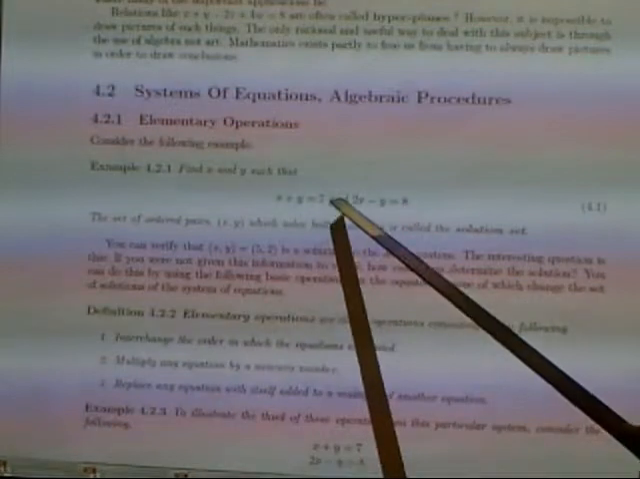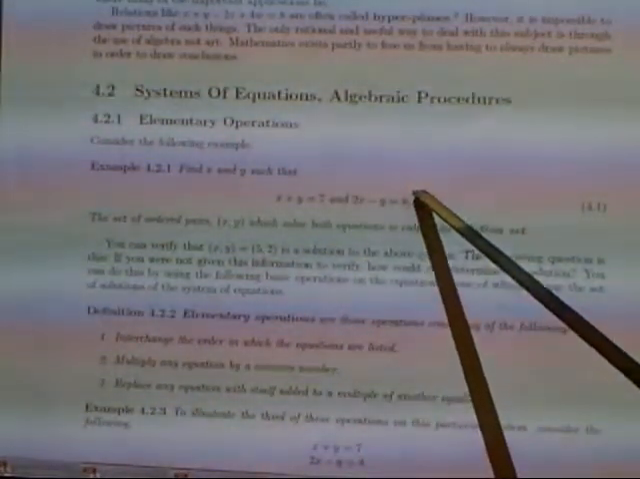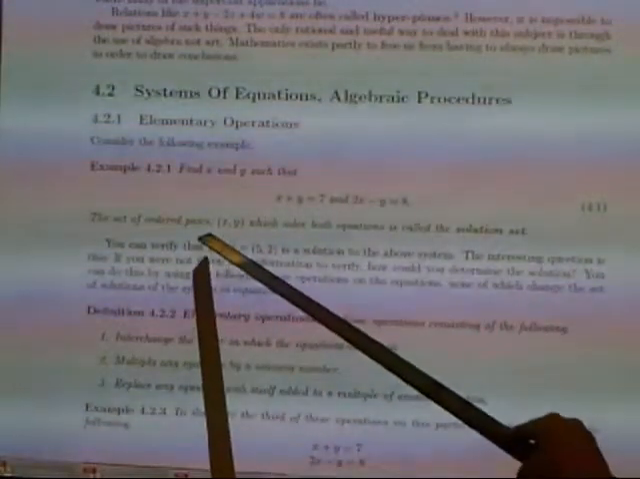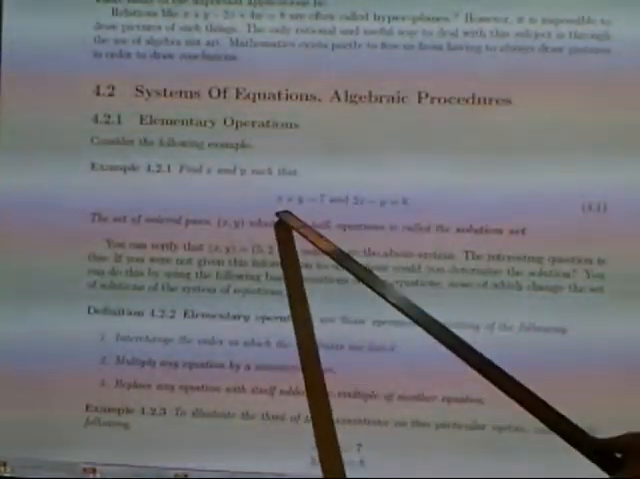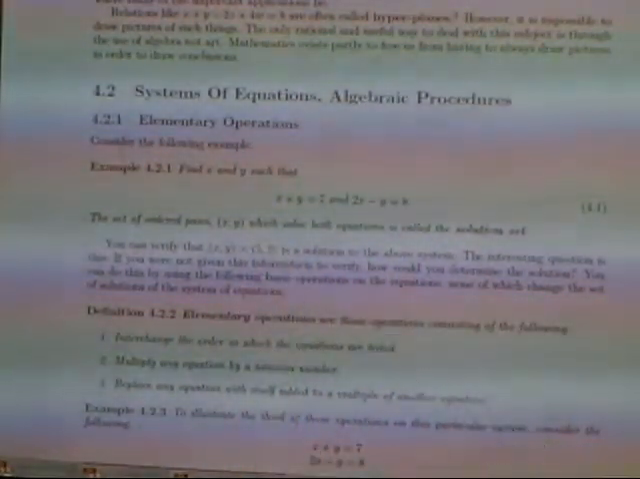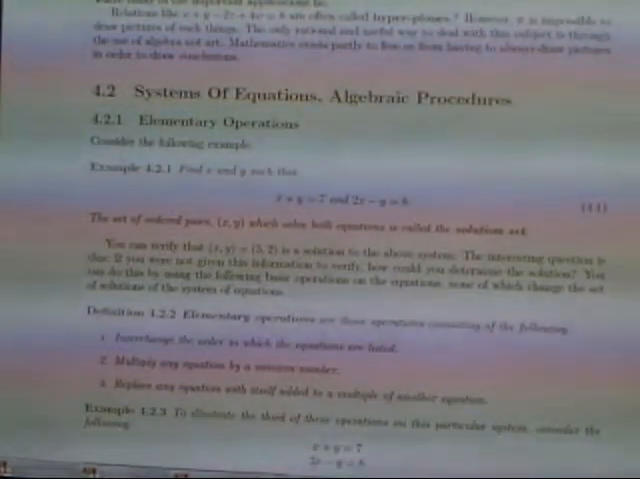Take a look: x plus y equal to 7, and 2x minus y equal to 8. We find the values of x and y, and we call that our solution set. So how do we solve it?